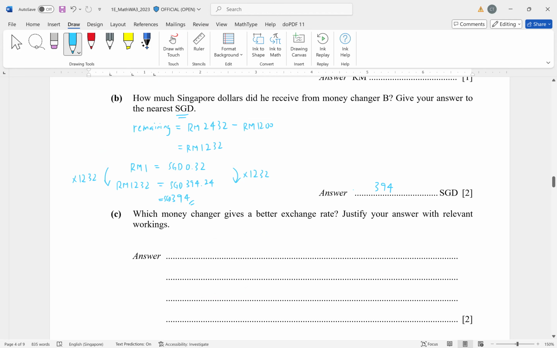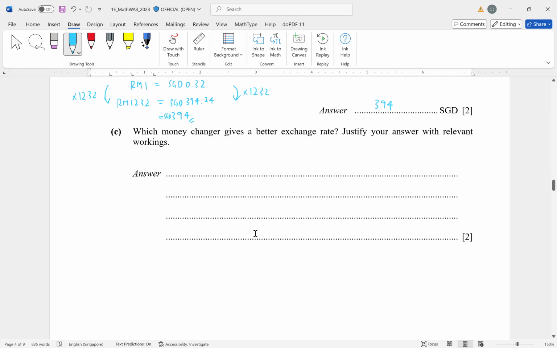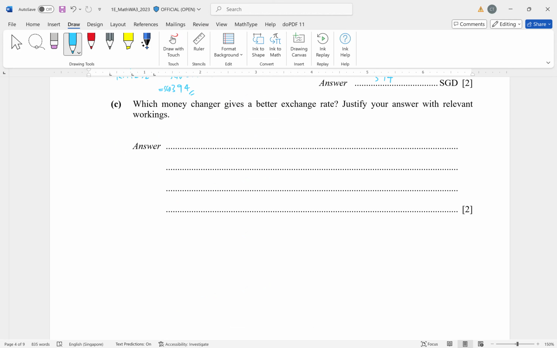So let's take a look at part C of the question. Which money changer gives a better exchange rate? Justify your answer with relevant working. This question actually has two answers, because I feel the question is not phrased totally correctly, so that leads to two possible answers. The first one: if I compare it this way, 1 SGD for money changer A equals RM 3.04.